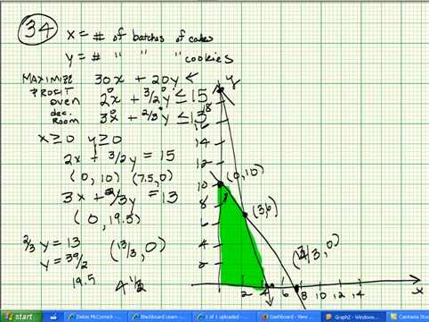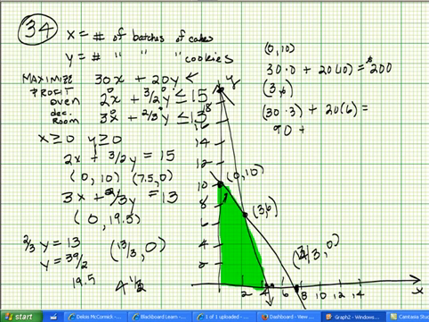In our profit objective function, we'll do 0, 10 first. 30 times 0 plus 20 times 10 gives us $200. 3, 6: 30 times 3 plus 20 times 6 is 90 plus 120, so that's going to be $210.